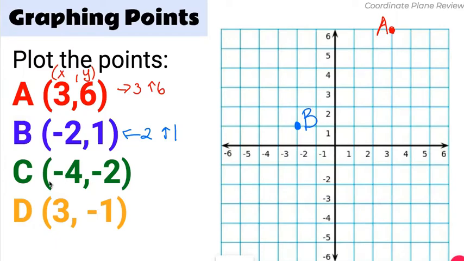Okay, next up is C. My X coordinate is -4, so I'll be moving to the left 4. My y-coordinate is -2. That's my up and down movement. Because it's negative, that means I'll go down 2. Go in the negative direction. So start at the origin, left 4, down 2. Label it C.